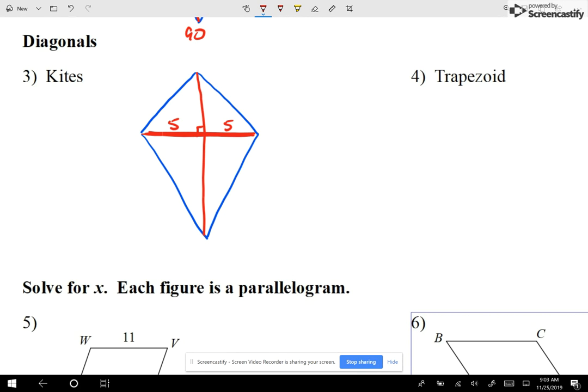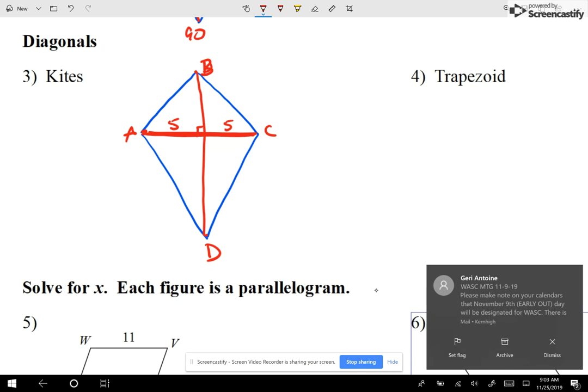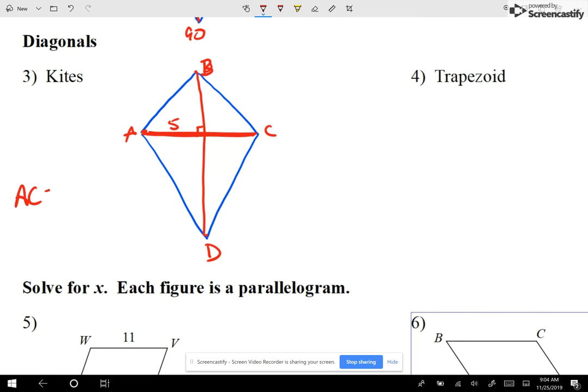So in some of your homework, I'm going to call each corner A, B, C, and D. And I might just give you a kite like this, and I might ask you to find AC. I want to know the distance between A and C. We know part of it is 5. We know the other part is 5, since I told you they get cut in half. So I'm going to say AC, the whole thing, is 10.